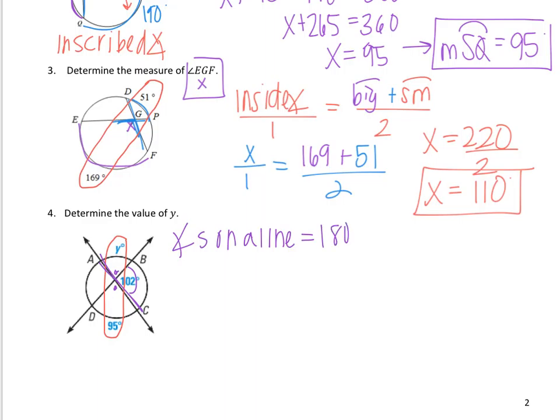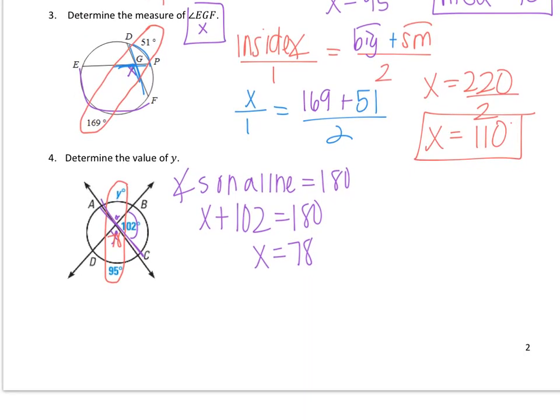So we have, say, x and 102 equal 180. So now we have x equals 78. So I'm going to replace the x with a 78. Now I'm taking a look at this and I see that the 78 is an inside angle. It's on the inside of our circle. So we have inside angle over 1 equals, try to fill in the right hand side of this equation. Then check back in with me in the next 30 seconds.